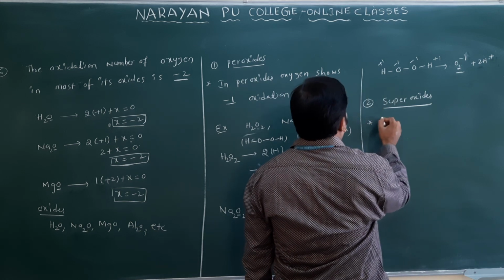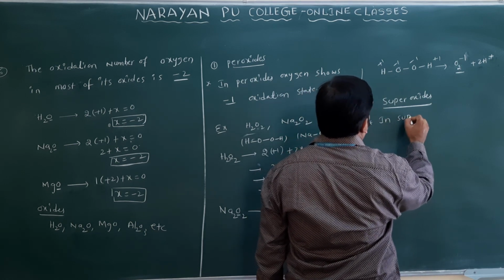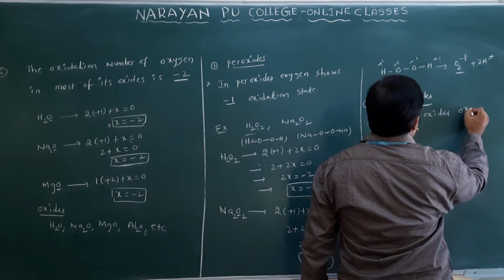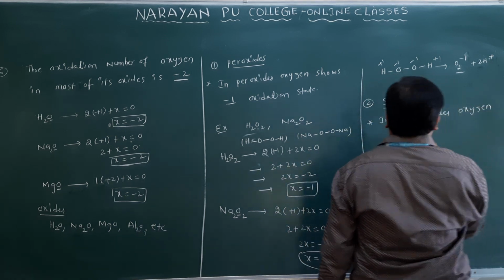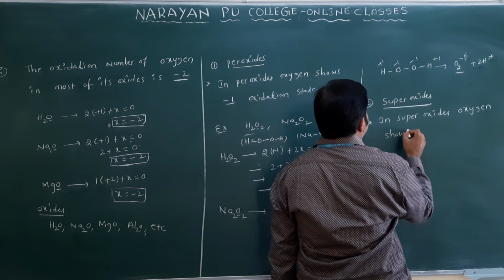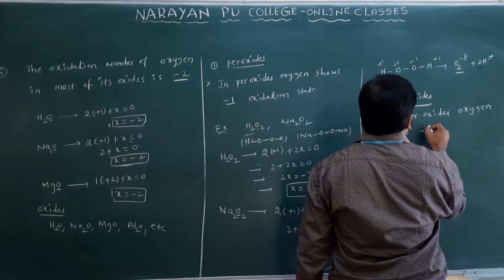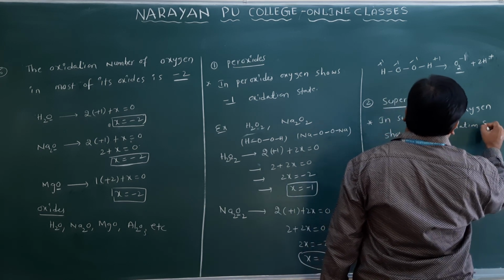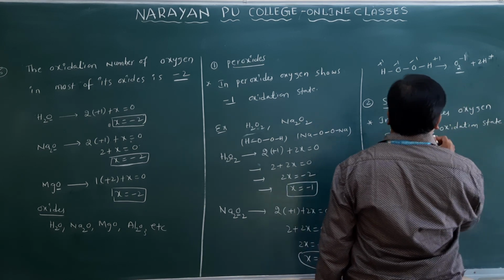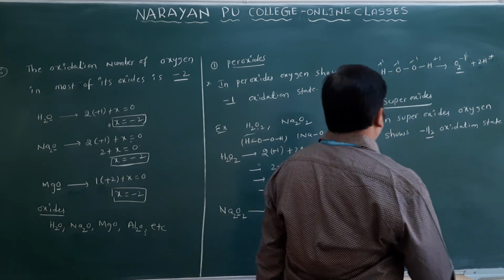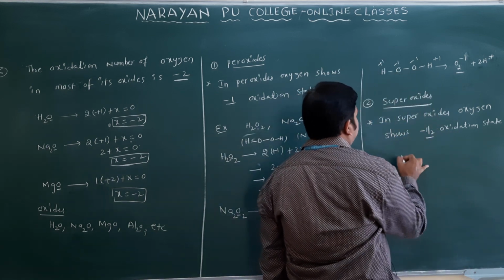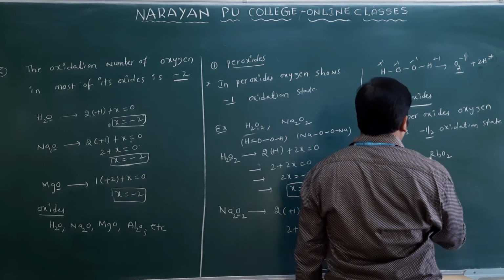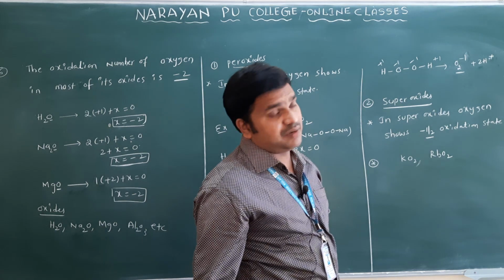Superoxides. In superoxides, oxygen shows -1/2 oxidation state only. Okay. Now here, what are the examples you can take? You will take KO2 and RbO2 only.